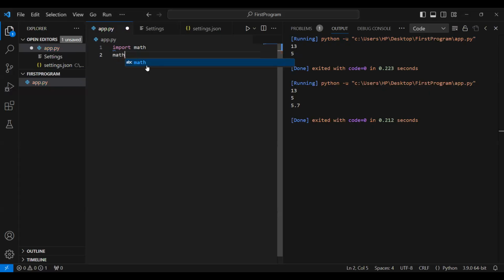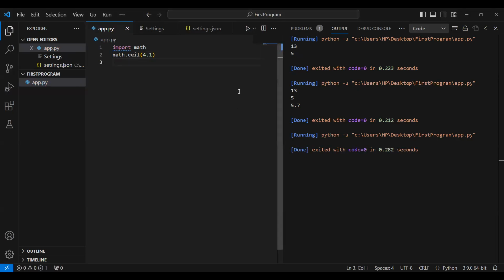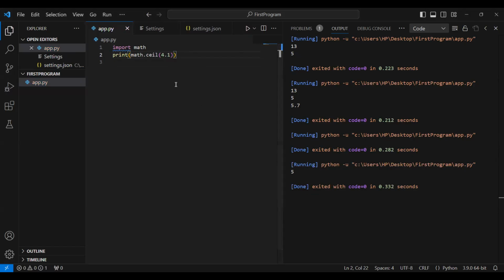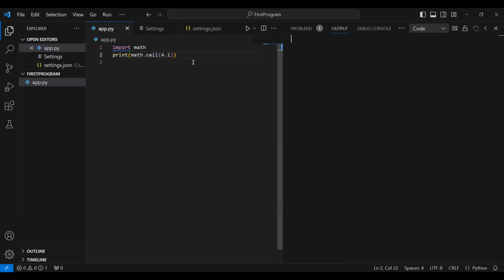So if you type that, we want to get the ceiling of 4.1. The ceiling is the upper bound of a number. We print the output of this. If you print that, you get 5. So math.ceil is the ceiling of a number, and you get 5. Those are among the built-in functions in Python.